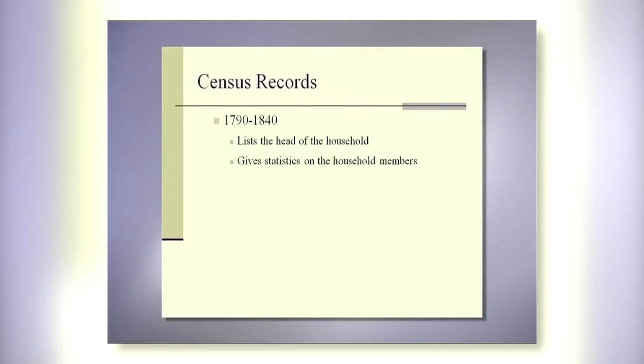Census records from 1790 until 1840 generally list just the head of the household, and they give statistical information on everyone else in the household. Now, the head of the household can include a man, a woman, or an African American if they are free and the head of the household.